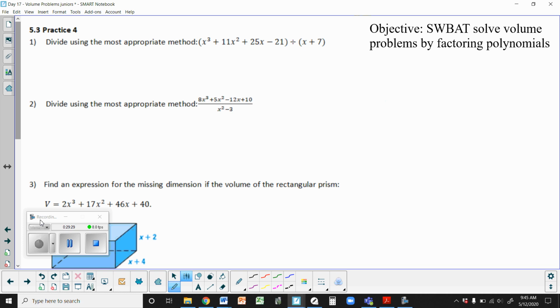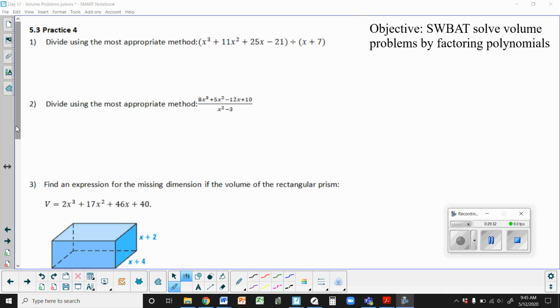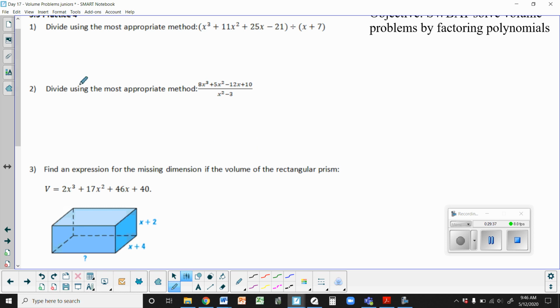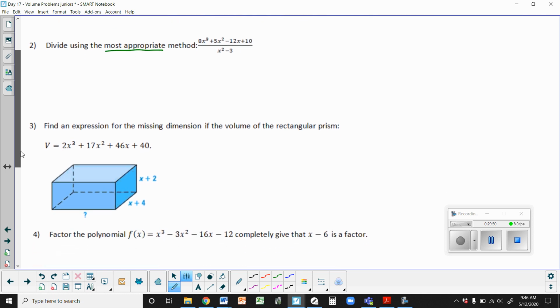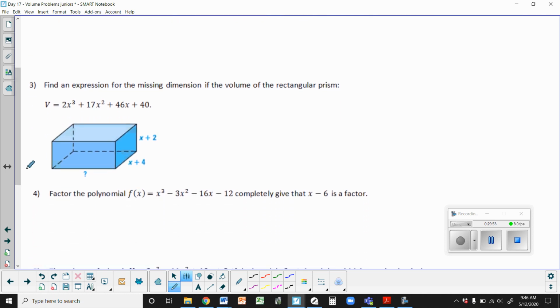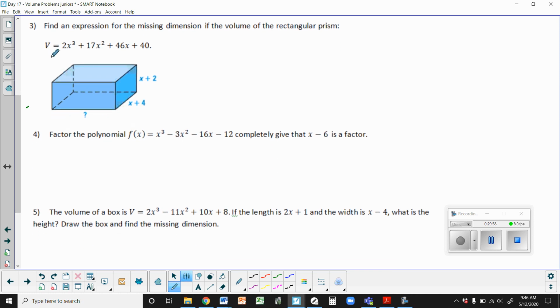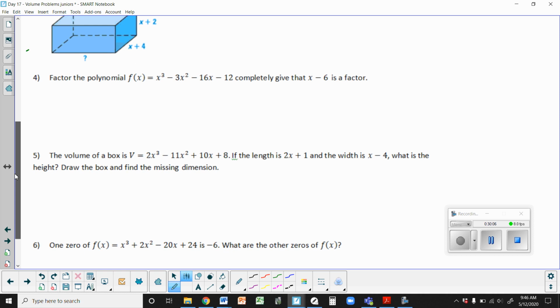And then we have our next assignment. Practice 4, 1, 2, 3. Divide using the most appropriate method. So think about which one you're going to use for this. Again, most appropriate. Think about what's going to work most efficiently for you. All right, and then number 3, find an expression for the missing dimension. So what do we do for that one? We have our volume. We're missing our length. We have our width, and we have our height. So figure out what you need to do for that one.